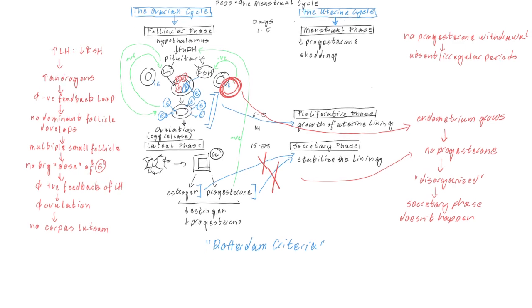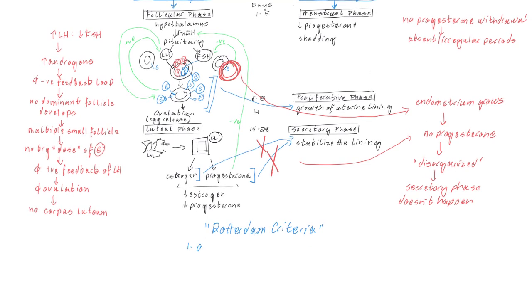First one is ovulatory dysfunction. And now that we understand how PCOS impacts ovulation, in that ovulation doesn't happen, we can understand why that's part of the diagnostic criteria. Now, it's really hard to tell unless you're doing blood work and sometimes invasive tests. It's hard to tell if someone is ovulating or not.